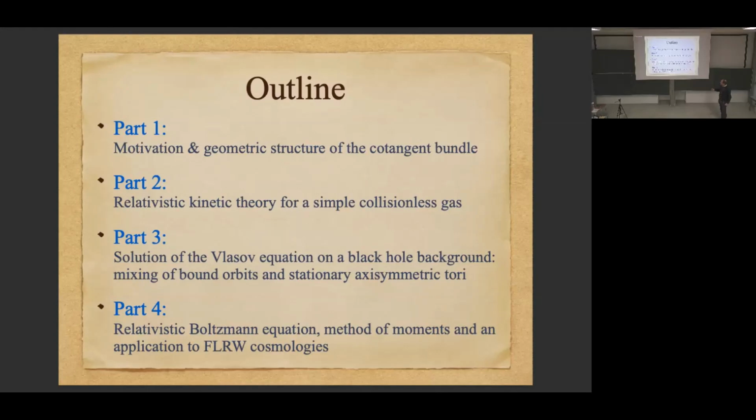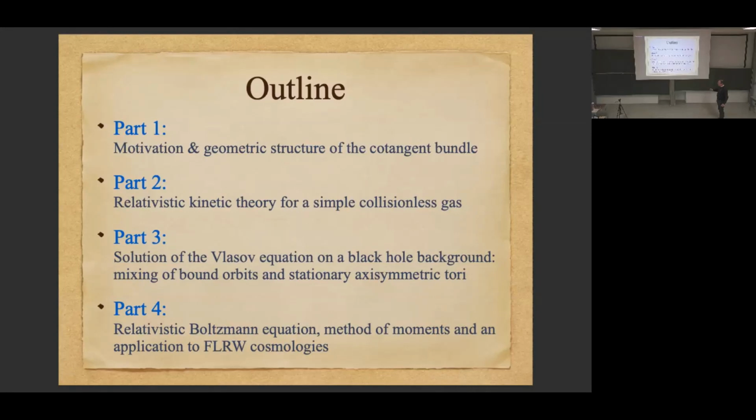And then in the next 2 lectures, I will tell you about how to solve the Vlasov equations, or the collisionless Boltzmann equation, on a black hole background, like the Schwarzschild background as an example, and give you a flavor of some results we obtained recently about the mixing phenomena of bound orbits. This is an interesting phenomenon which involves a relaxation process, also with collisions completely neglected, and I will present some preliminary results about stationary axisymmetric tori solutions which describe this.